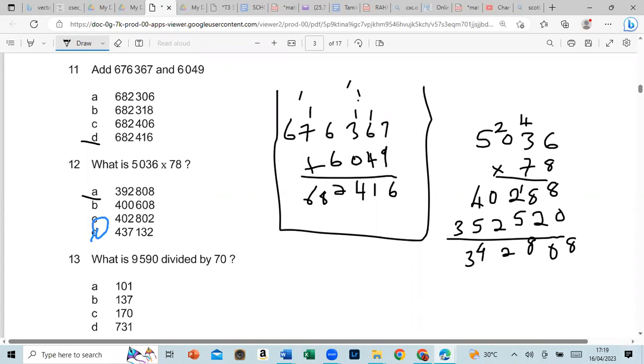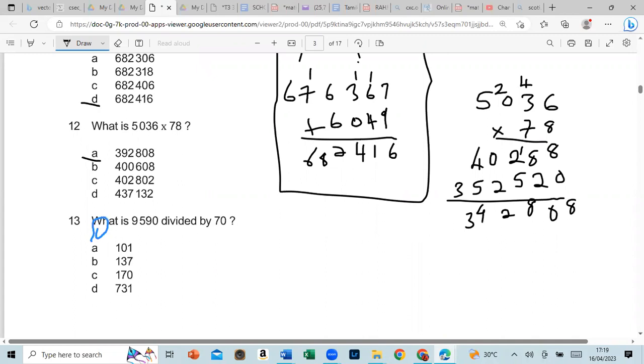All right, what about 13? What is 9,590 divided by 7? 137. That is correct, 137. Let's work it out. All right, so we have 9,590. I got the same answer, B. Yeah, and I worked it out. 1 into that, 70. Your speed has increased a lot, which I'm very grateful for.